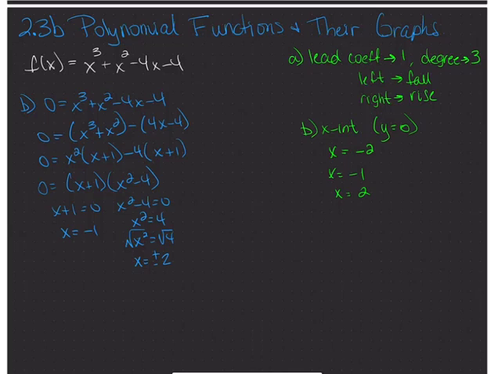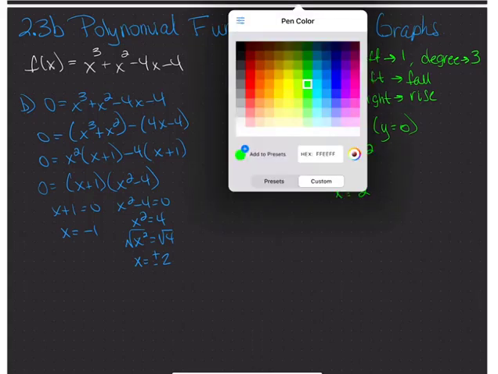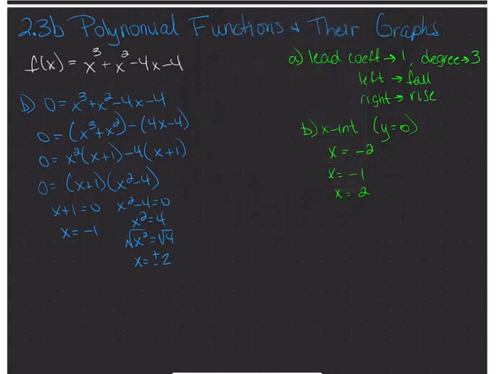For C, I'm going to run out of room, I think. For C, they want us to find the y-intercept. So the y-intercept is where we cross the y-axis. That would be when our x equals 0.